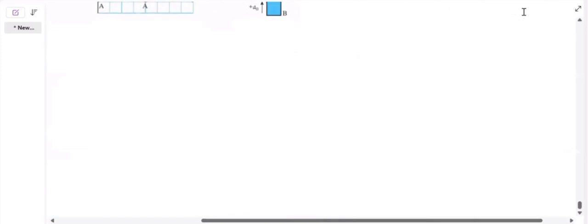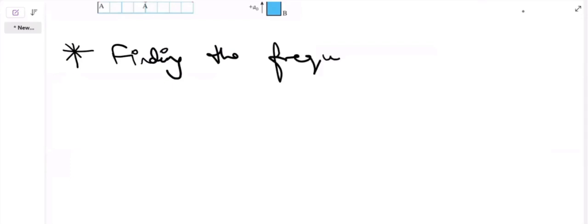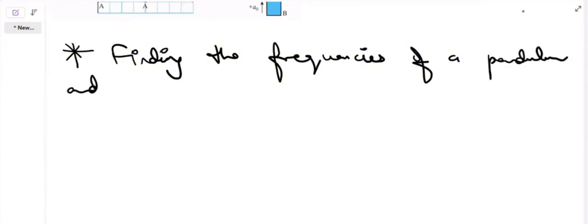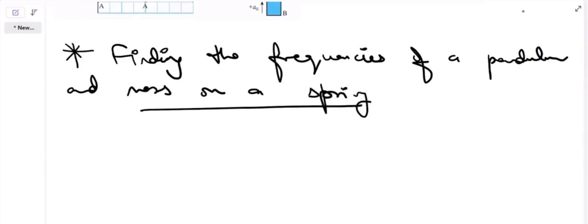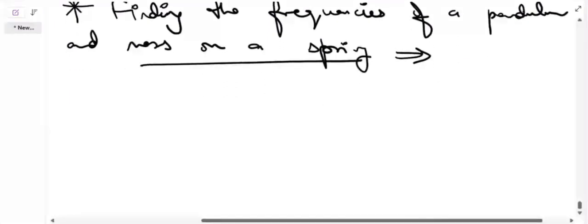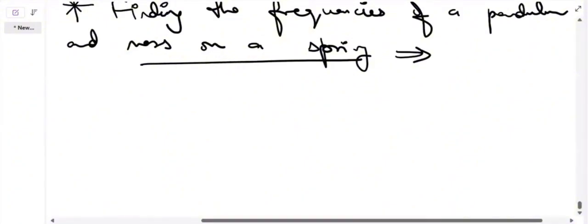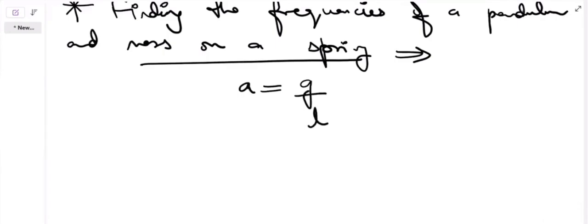Okay, now after this, we are finding the frequencies of a pendulum and mass on a spring. Okay, just pay attention. We have seen that the acceleration of the pendulum bob is given by the formula g over L into x.